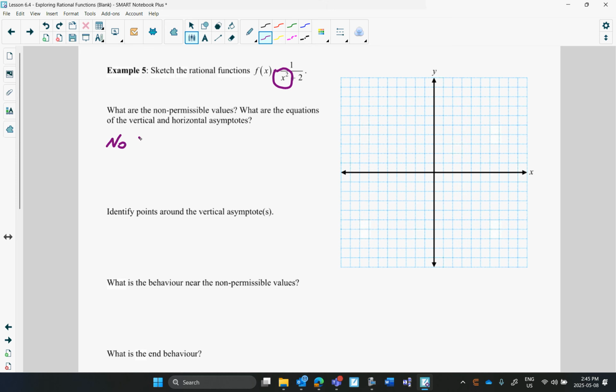No NPV. No vertical asymptote. So that means it's not going to skip over. There's not a gap anywhere. However, there still is a horizontal one, and it's still at y equals 0.